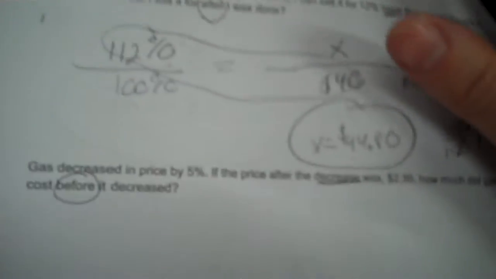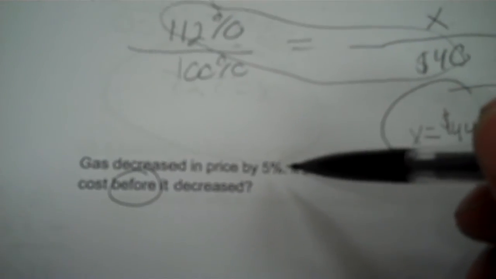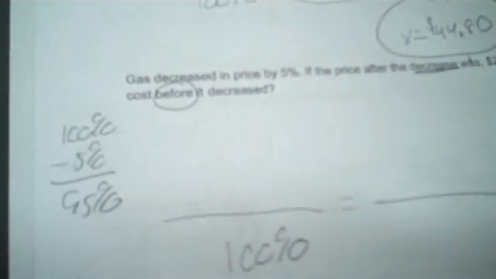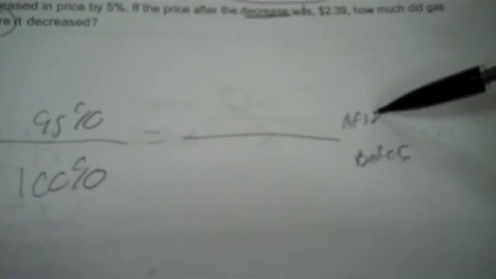Okay, and then the last one. Gas decreased in price by 5%. If the price after the decrease was $2.39, how much did gas cost before it decreased? So we're gonna make ratio lines. So you can put 100%, and then it decreased 5%, so you gotta take 100% minus 5%. So that's 95%. So we have 95%, and then it is after, before. That's always the proportion. This is your ratio that is indicative of the percents.